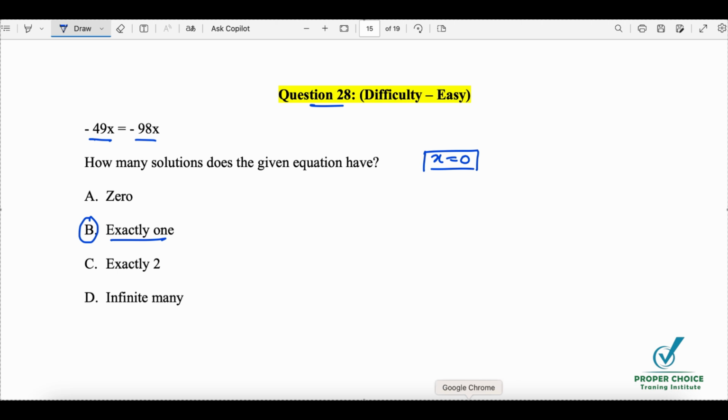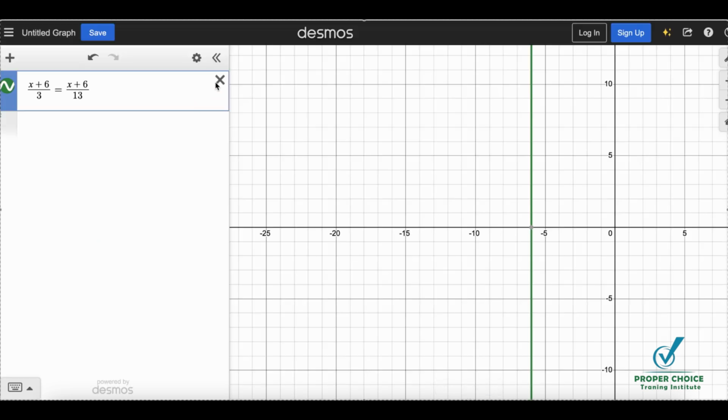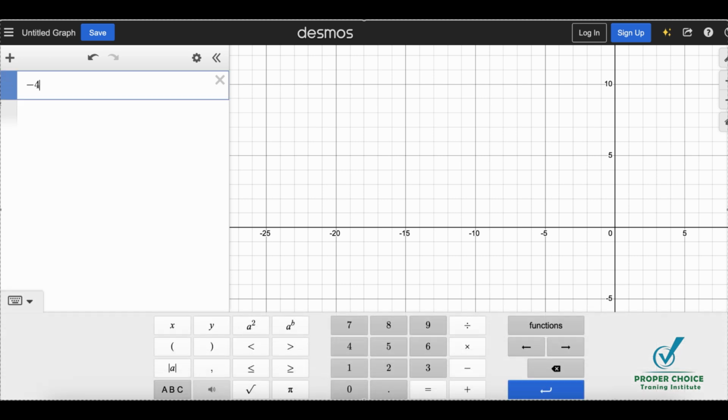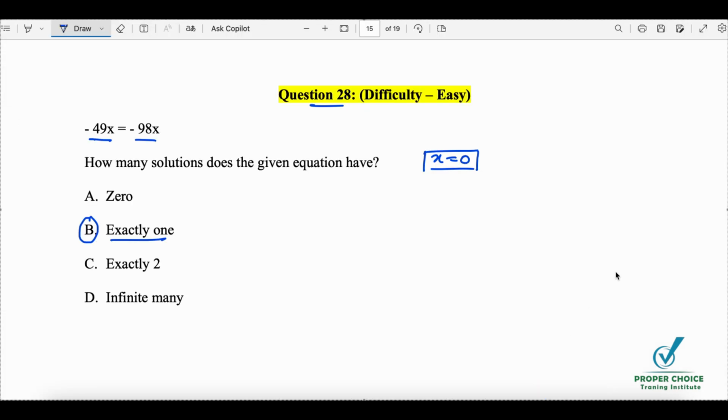If you have difficulty with how I am solving it, again take the help of Desmos. You can just type minus 49x is equal to minus 98x. That is true only when the value of x is 0. So that's how we get exactly one solution. Don't say zero solutions. Zero solutions means the situation where you won't get a value of x when you solve. But as I am getting the answer for x as 0, it is one solution.